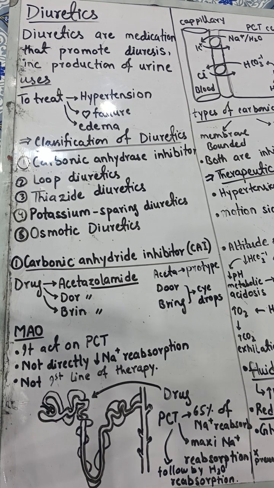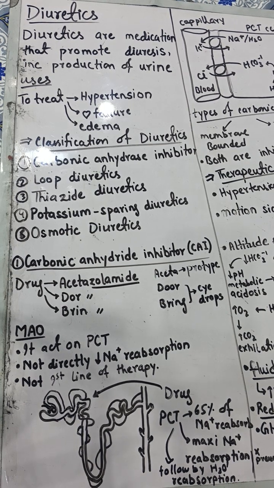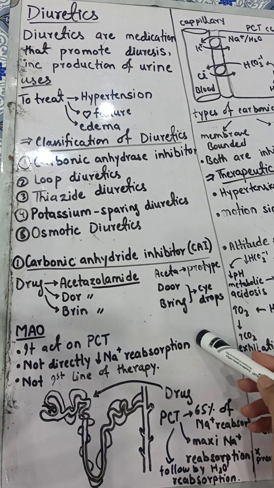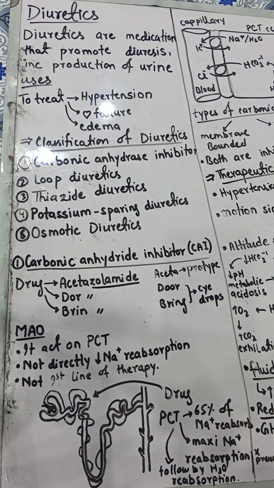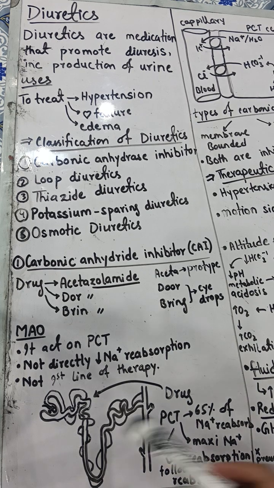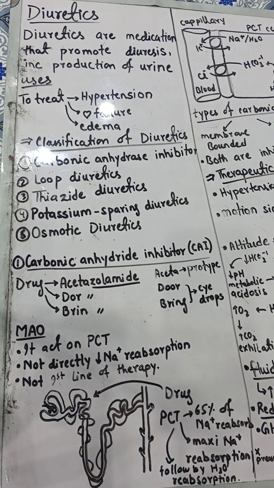So what is the mechanism by which they decrease your blood pressure? They do not directly decrease the sodium reabsorption. As you know, whenever there is an increase in sodium reabsorption, there is an increase in blood volume, and as a result blood pressure increases. They have other mechanisms by which they decrease the sodium reabsorption, and as a result they decrease the blood pressure. And the next important point: it cannot be given in the first line of therapy.